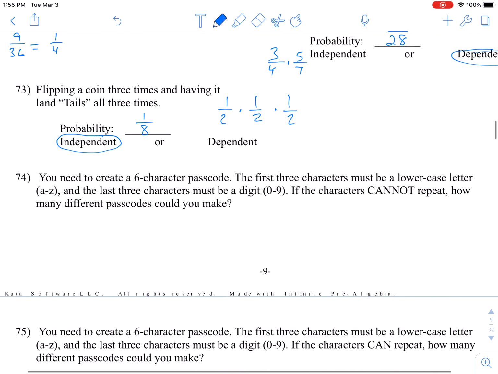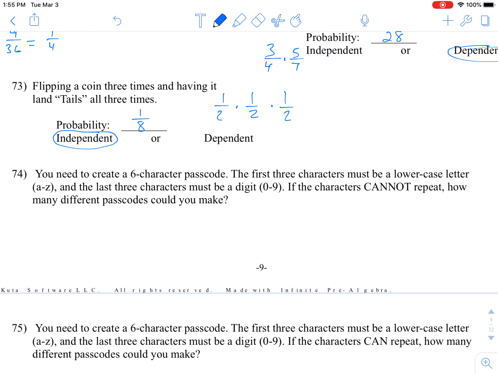Now, looking at number 74, we're going to talk about combinations, how many different combinations you can make. It says you need to create a 6-character passcode. The first 3 characters must be lowercase letters A through Z. And the last 3 characters must be the numbers 0 through 9. If the characters cannot repeat, how many different passcodes could you make?